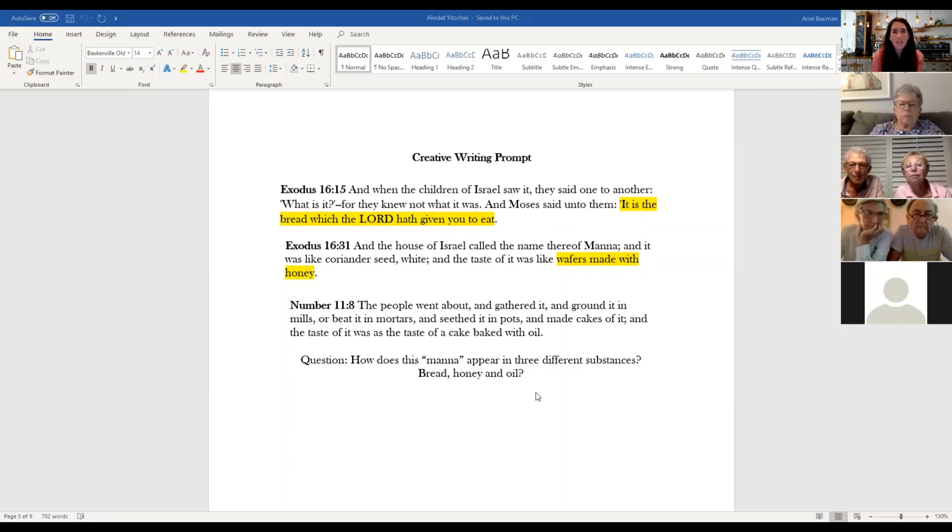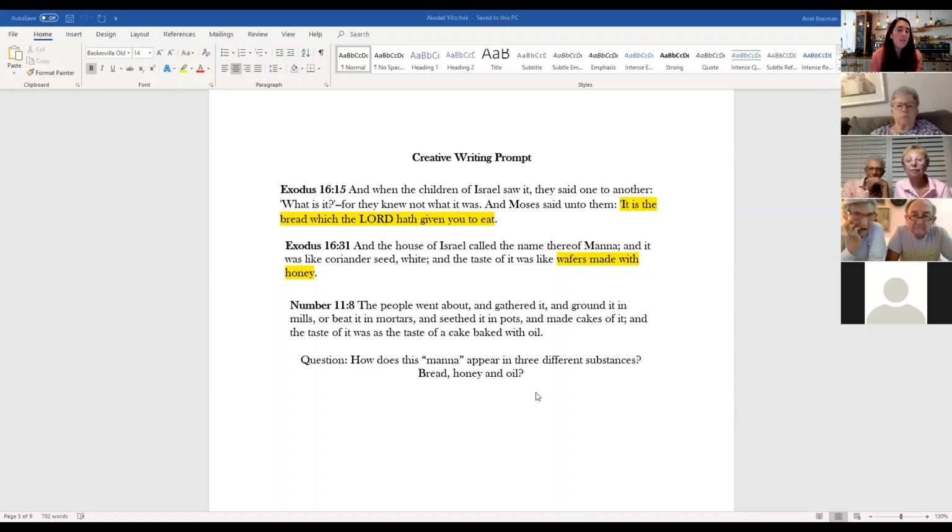In Exodus 16:15, that's the first time it comes up. The verse says, when the children of Israel saw it, they said to one another, what is it? For they knew not what it was. And Moses said unto them, it is the bread which the Lord hath given you to eat. So raise your hand if you've thought of manna as bread. But if you look just a few verses down, the house of Israel called the name thereof manna, and it was like coriander seed, white, and the taste of it was like wafers made with honey. So slightly different. Not necessarily bread, but a wafer made with honey, so very sweet.